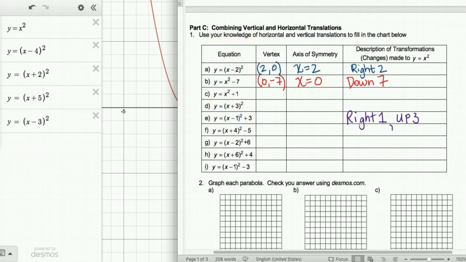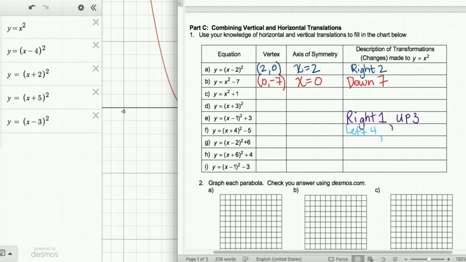So then let's try F. F, again, we have a couple things happening here. There's something within the bracket, so that's the part that determines left-right movement. And the number outside the bracket, like the 7 here, determines up or down. Okay, so again, if it's +4, it's the opposite. What do you see there? You're going to go left 4.